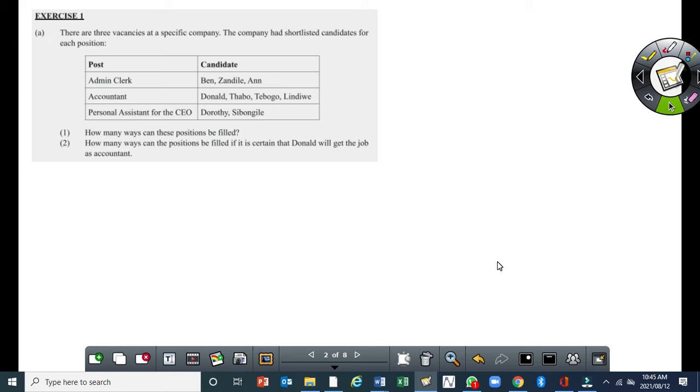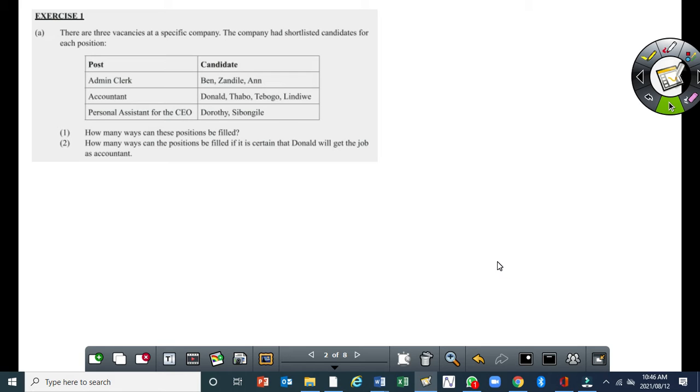All right. So here we have got an example. The question says there are 3 vacancies at a specific company. So it means there are 3 positions that have to be filled. The company had shortlisted candidates for each position. Right. So we have got in the first column the post, that is admin clerk. Then there were 3 candidates that were shortlisted: Ben, Sandile, and N. Then for the post of an accountant, we have Donald, Chabo, Chekobo, and Lydia. And then for the personal assistant for the CEO, there are 2 people, Dorothy and Spongile.